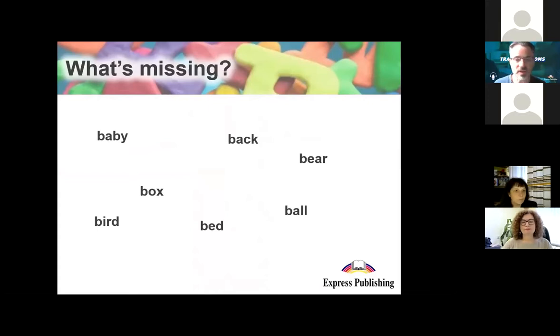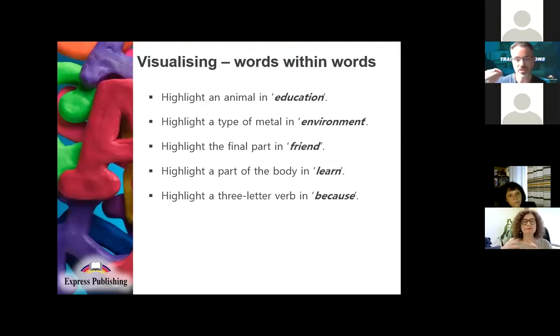You can do fun things when they get older and more experienced, like looking for words within words. So highlight an animal in education. Obviously, this is at a slightly higher level. You've got cat in there. Highlight a type of metal, iron. Highlight a final part, end. Highlight a part of the body, ear. Highlight a 3-letter verb, use. So what we're doing again is just getting learners to really look at words.